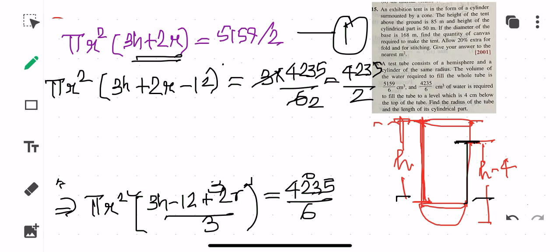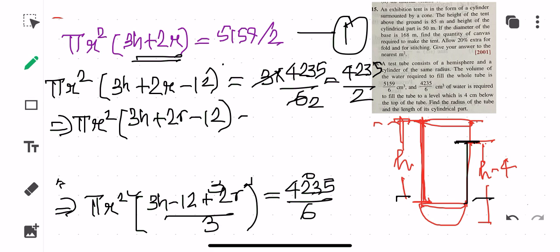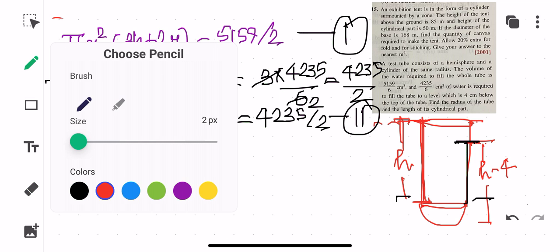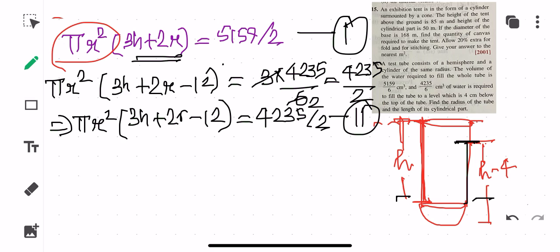Okay, so now what you are getting, children, this implies that πr² (3h + 2r − 12) is equal to 4235 divided by 2, and this you are going to take as equation number 2. So what do you see in 1 and 2, children? In equation number 1 also I am getting πr², in 2 also I am getting πr².